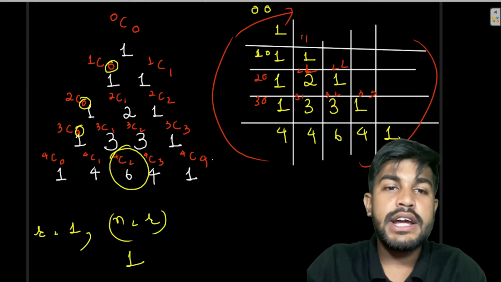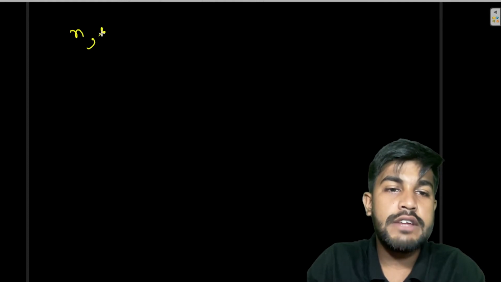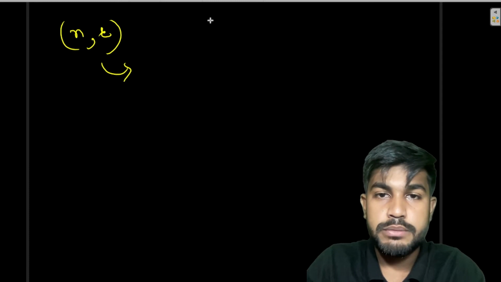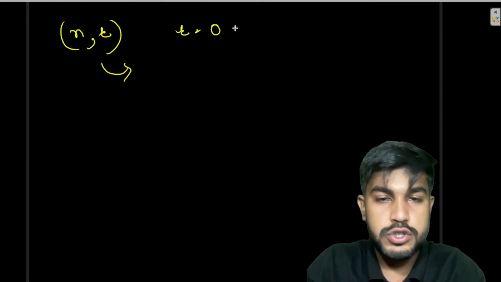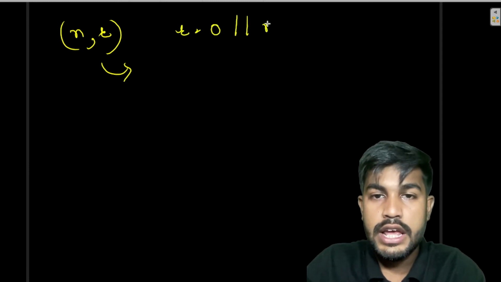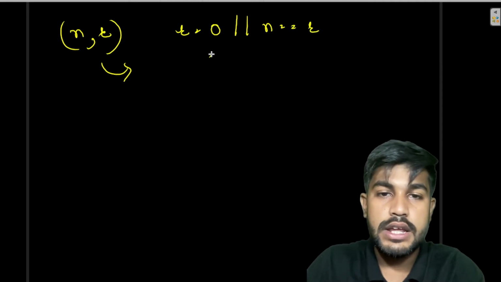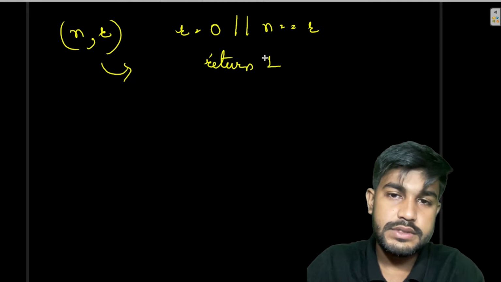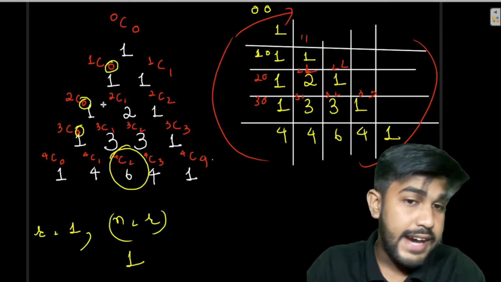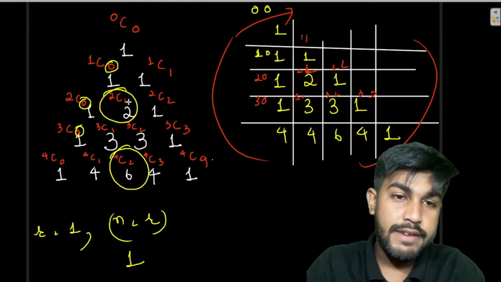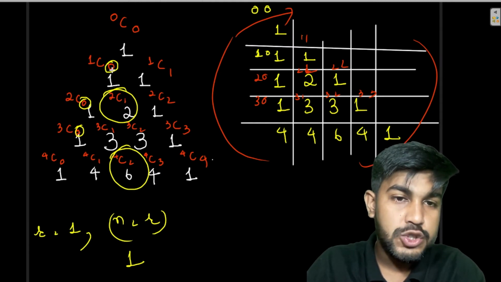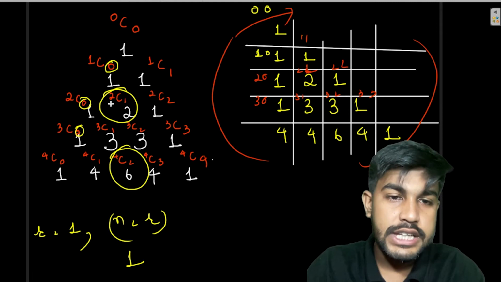So we can write a recurrence formula. To find out the value of nCr, we can have a recurrence formula that if r is equal to 0 or n is equal to r, then we return the value 1. Else, all other values, for example this is 2C0. Okay, so see this one.